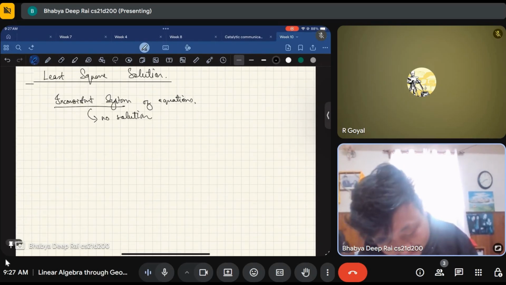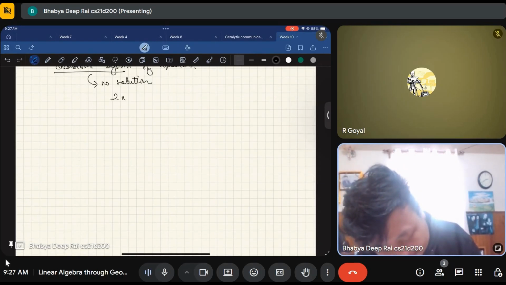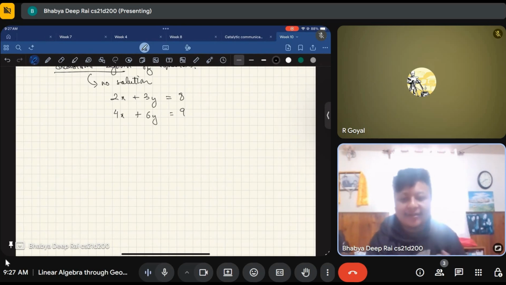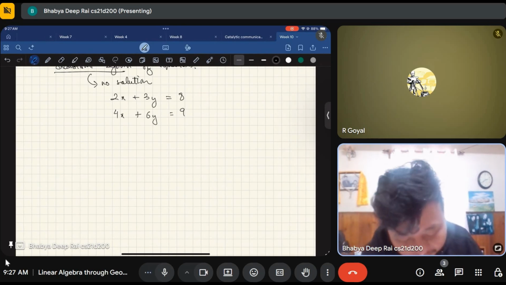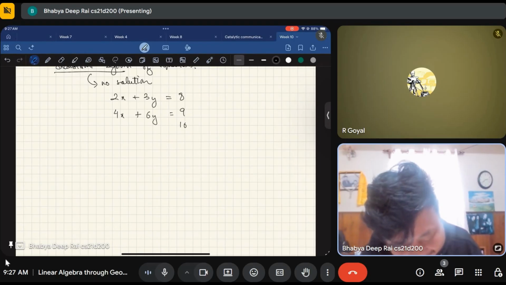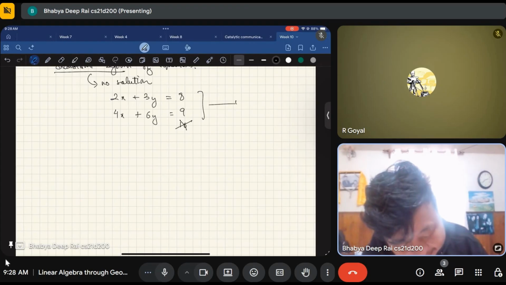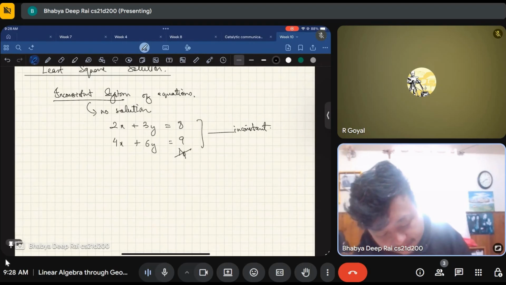One simple example would be 2x plus 3y equals 8 and 4x plus 6y equals, say, 9. Clearly this system is inconsistent, because if 2x plus 3y is 8, then 4x plus 6y would just be 8 times 2, which is 16. But it is 9 here. So this is inconsistent. In other words, no solution exists.